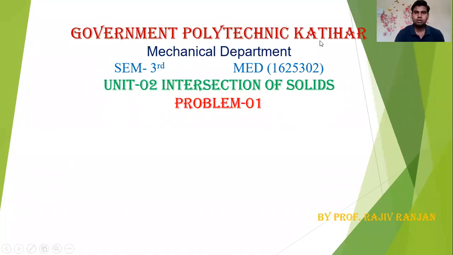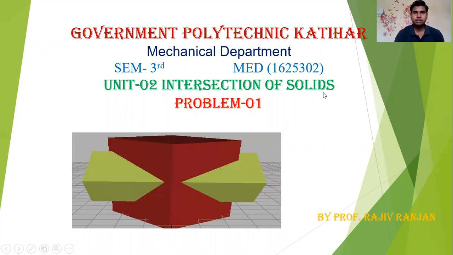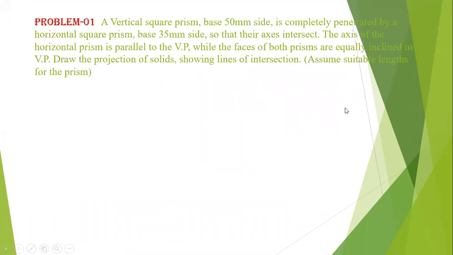Good morning. Today we are going to study the problem of intersection of two solid prisms. Let us see the problem. A problem of a vertical square prism is given.